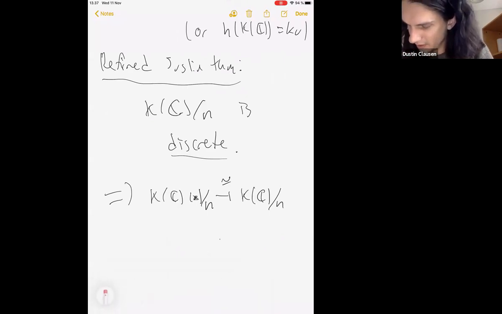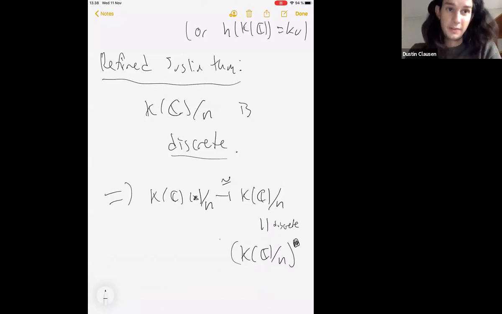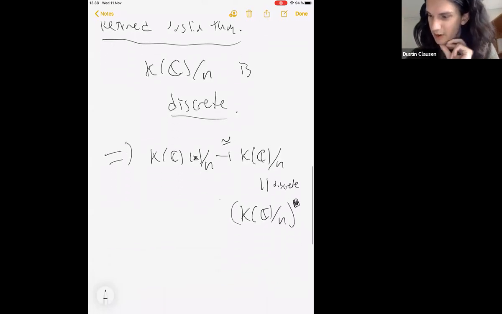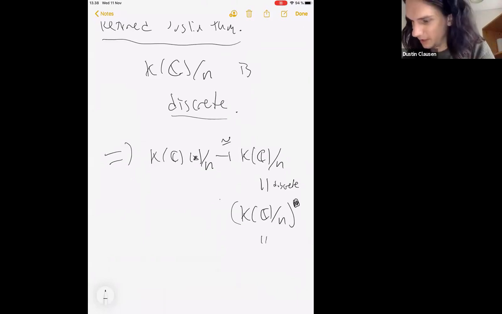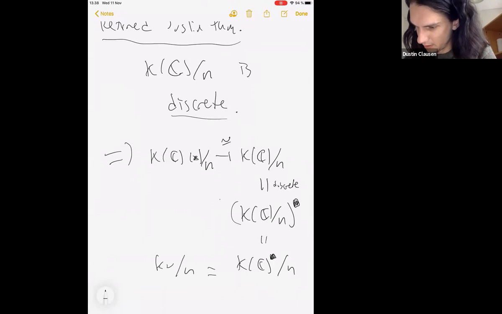So now I need to go back to something that can draw. So any discrete thing is its own solidification, because solidification sends the point to the point, so to speak, and commutes with colimits. So anything discrete is already solid, therefore its own solidification. But solidification is also an exact functor. It commutes with all colimits. So this is the same thing as K of C mod n, and that was the same thing as K of u mod n.